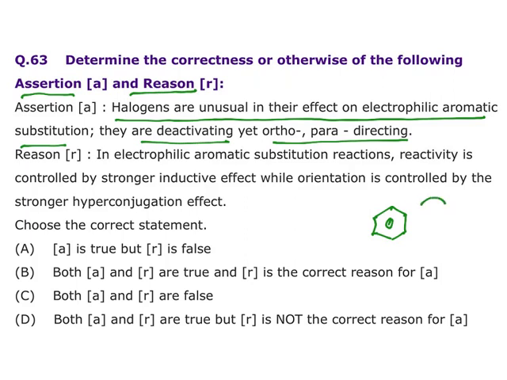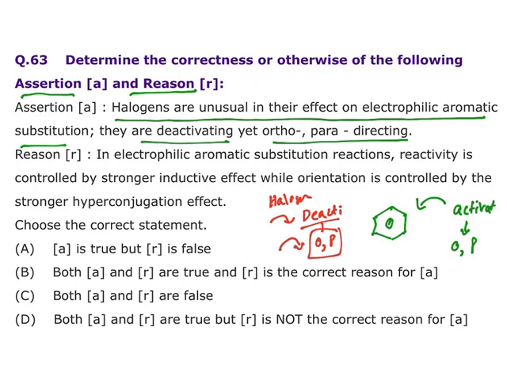Now, if something is donating electrons, it will be considered as activating, and activating groups are usually ortho-para directing. But halogens are unusual because they are deactivating: because of their electronegativity, they withdraw electrons and act as deactivating. Still they are ortho-para directing. Why are they ortho-para directing? Because halogens have lone pairs of electrons which are donated to the ring, so it causes orientation to ortho-para. So you need to understand two effects. Inductive effect is deactivating, whereas mesomeric effect is ortho-para orientation.